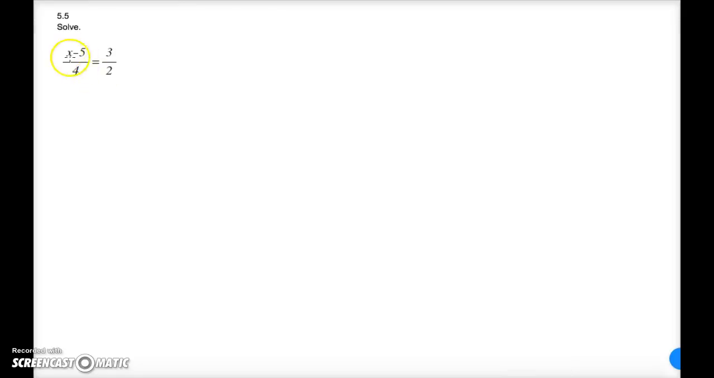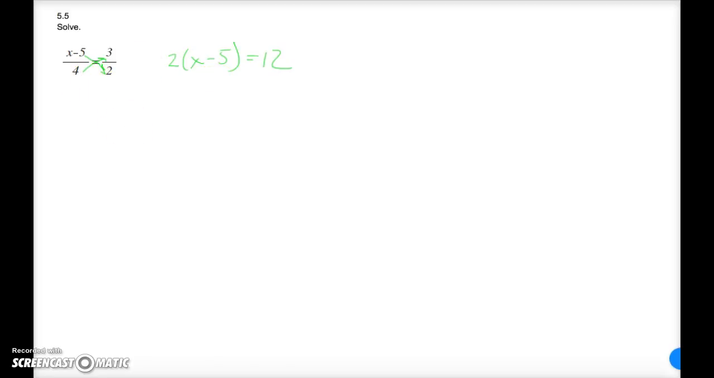This problem says solve. We're solving for x here. This is a proportion, so we have two equivalent ratios. And the standard way that most people like to do this is by cross multiplication, so using the property that the product of x minus 5 and 2 is equal to the product of 4 times 3. And you can certainly do that. So you would get 2 times x minus 5 is equal to 12. And then you can solve that.